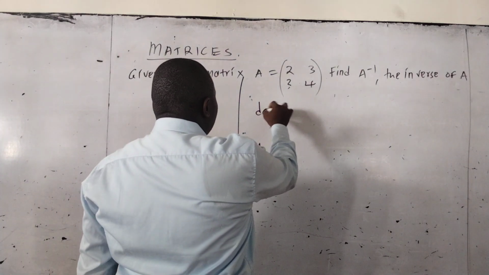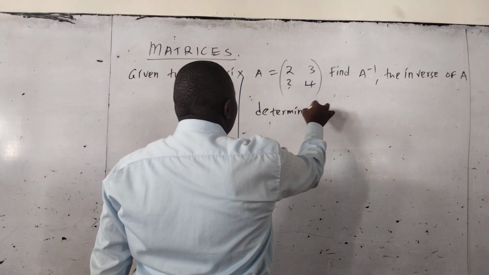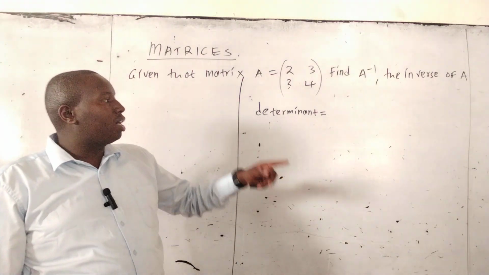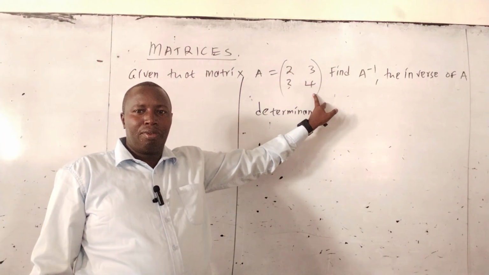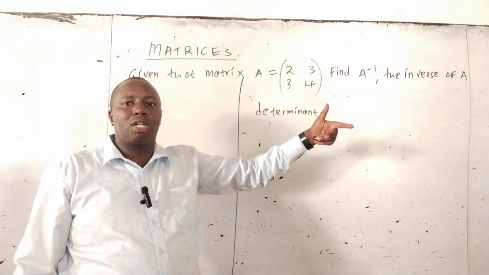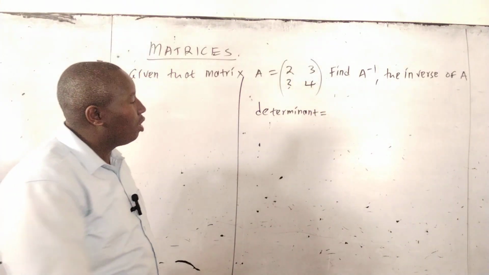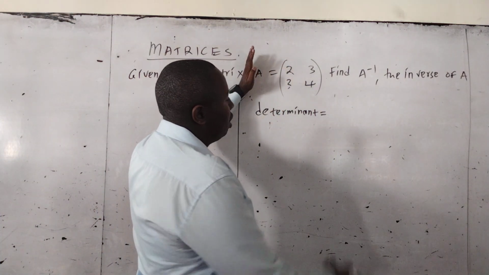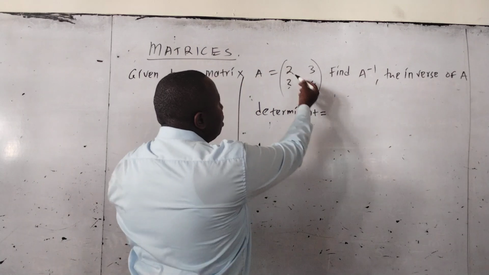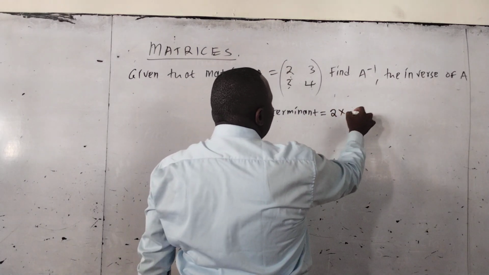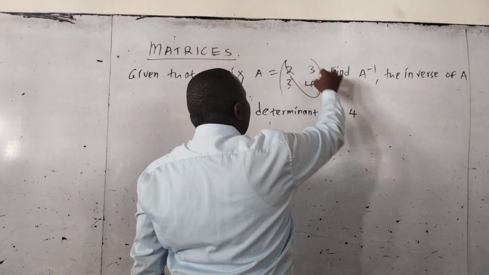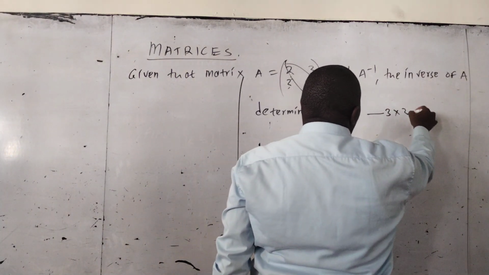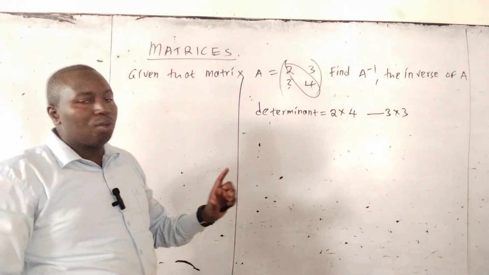The determinant of the matrix is got by getting the difference between the product of the elements in the main diagonal minus the product of the elements in the other diagonal. The main diagonal is the one running from top left to bottom right. So this one is the main diagonal. You get 2 times 4, that's the main diagonal, minus the other diagonal, which is 3 times 3. That is how you find the determinant.